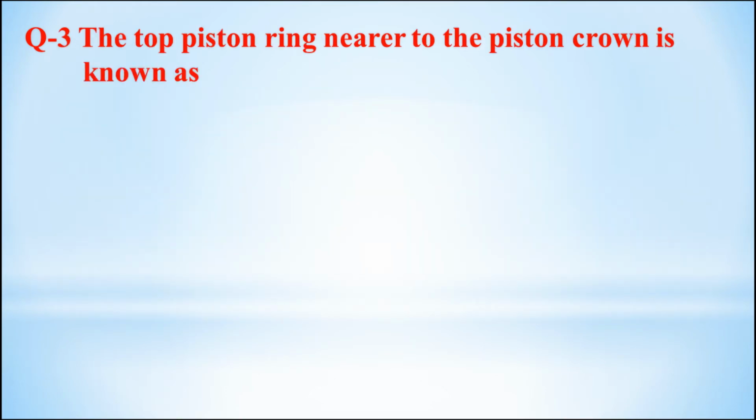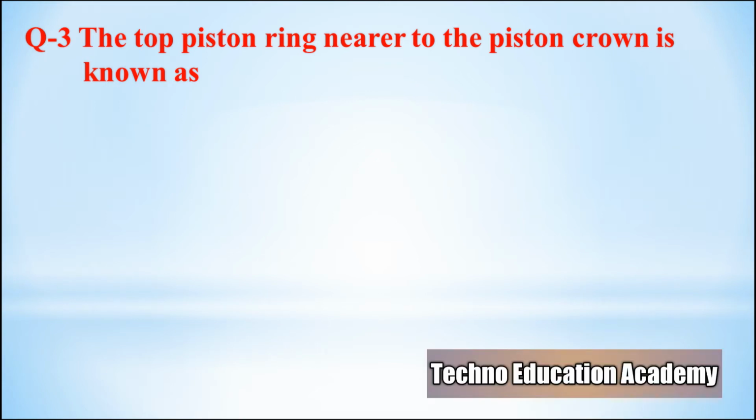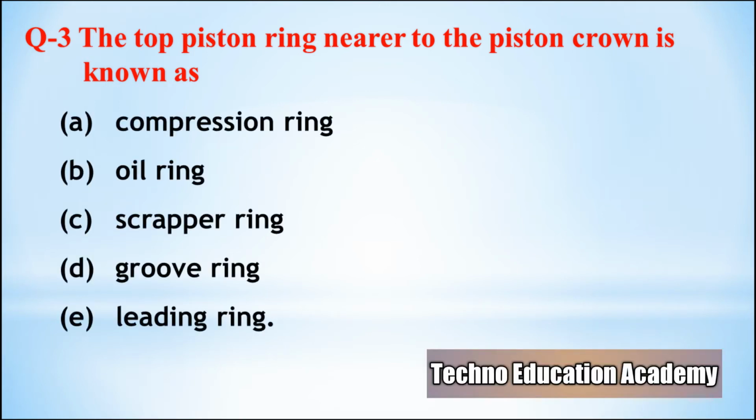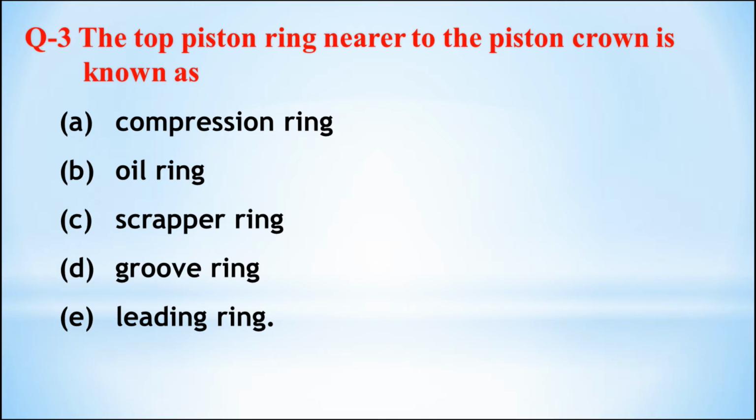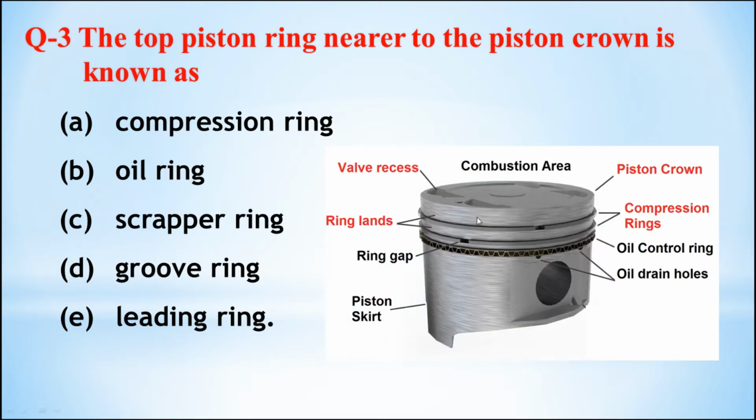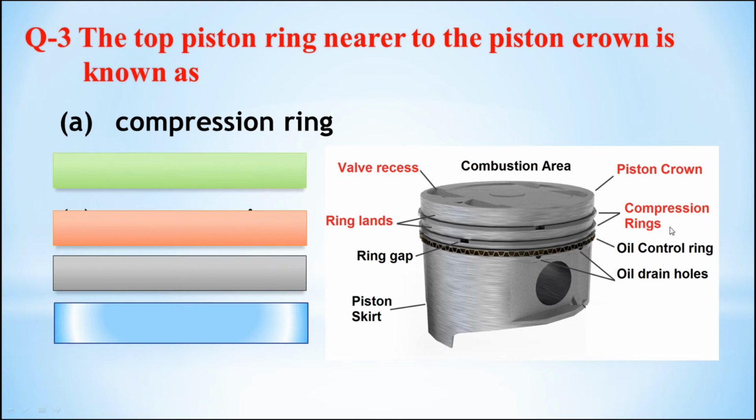Question number 3. The top piston ring nearer to the piston crown is known as: option A, compression ring; option B, oil ring; option C, scraper ring; option D, groove ring; option E, leading ring. Here you can see this is called the piston crown and this is called the piston skirt, and the top piston ring nearer to the piston crown is the compression ring. So the right answer is option A, compression ring.